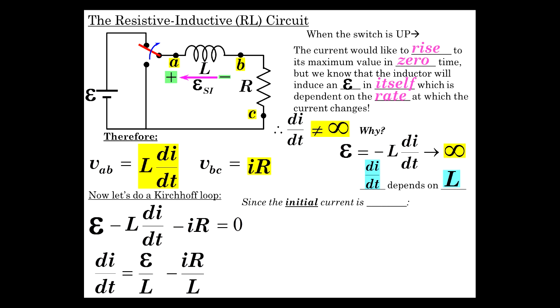So there it is. Now, the initial current. If you haven't picked up on this yet, what must the initial current be? In order for the initial current to be anything other than 0, it would have to have an infinite di/dt. So it has to be 0.